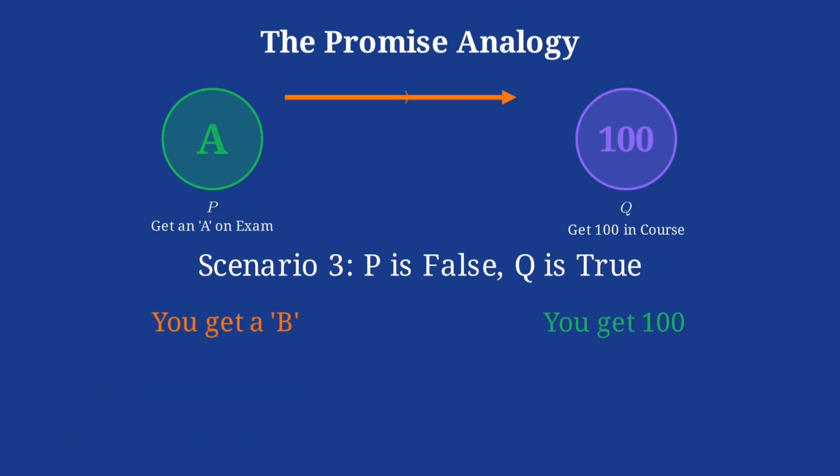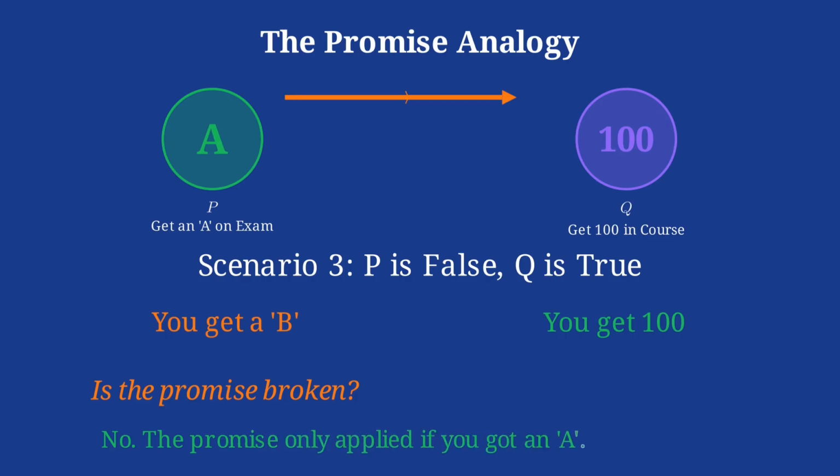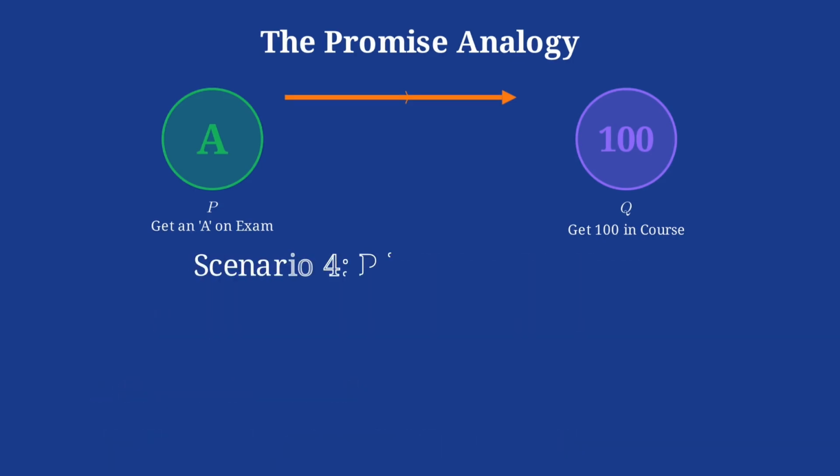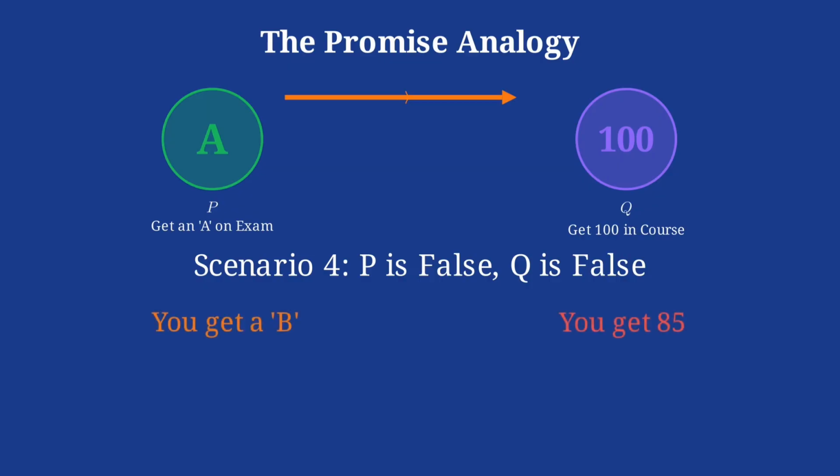Scenario 3 is P is false, but Q is true. This means you get a B, not an A, but I give you 100 anyway, maybe because your other work was so good. Is the promise broken? No, the promise was not broken. My promise only triggered if you got an A. You didn't. So my promise is not violated. So a false hypothesis leading to a true conclusion is still true. The promise wasn't violated.